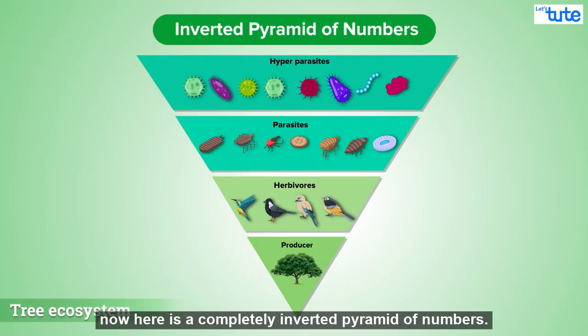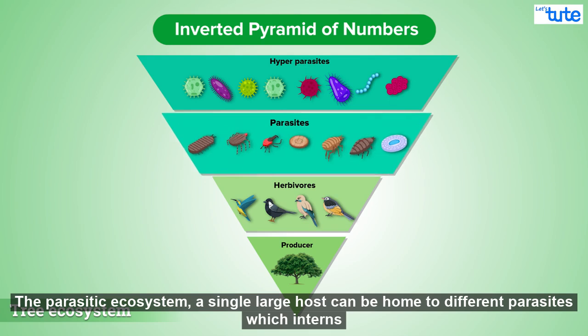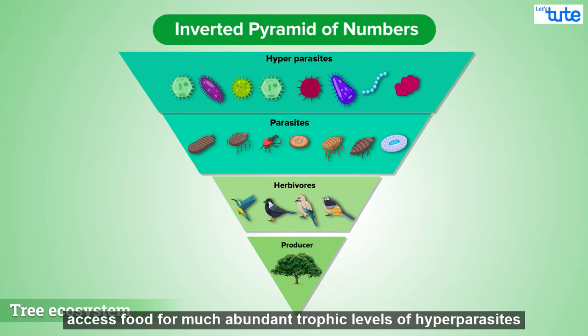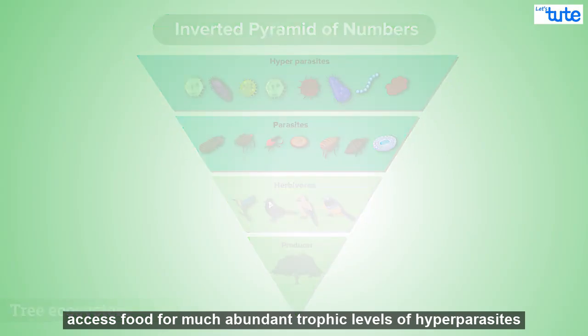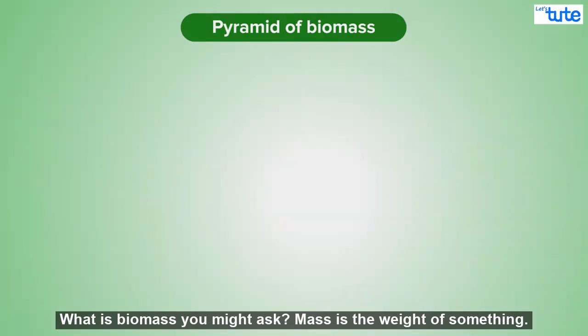Now, here is a completely inverted pyramid of numbers. The parasitic ecosystem. A single large host can be home to different parasites, which in turn act as food for much more abundant trophic levels of hyperparasites. The third type of pyramid is the pyramid of biomass.